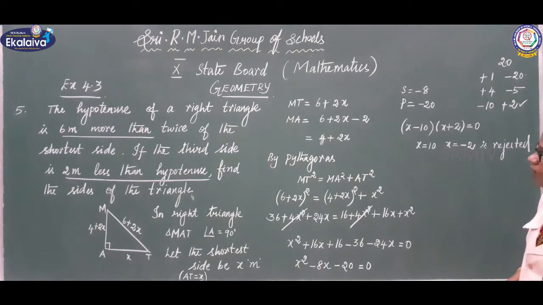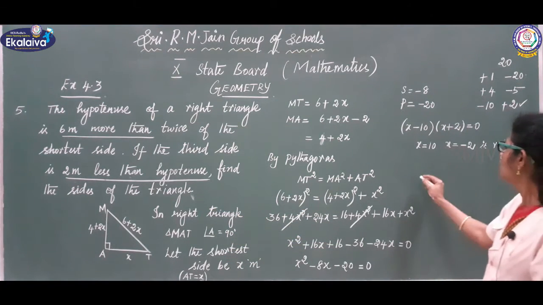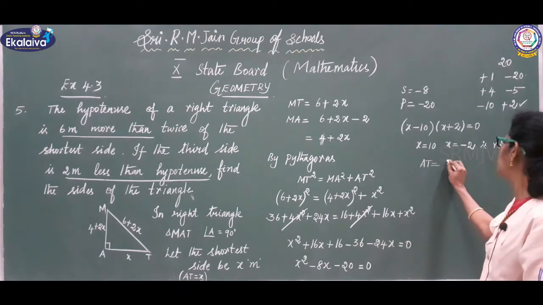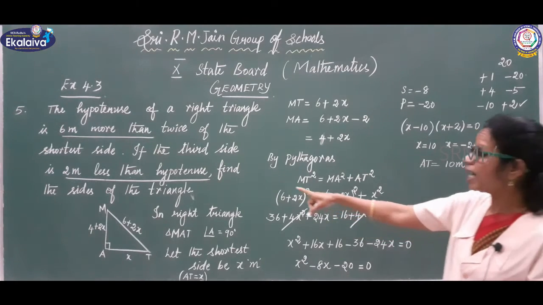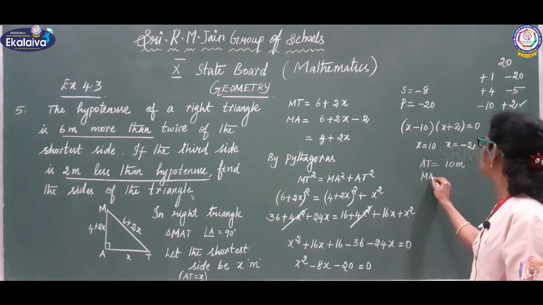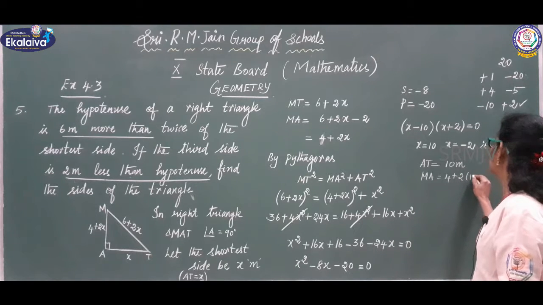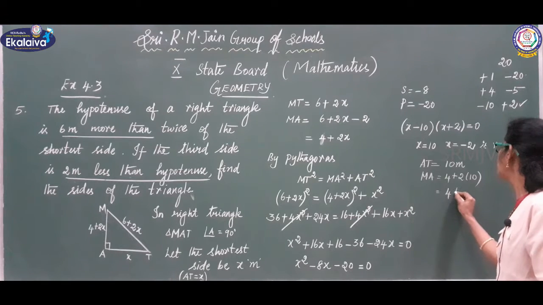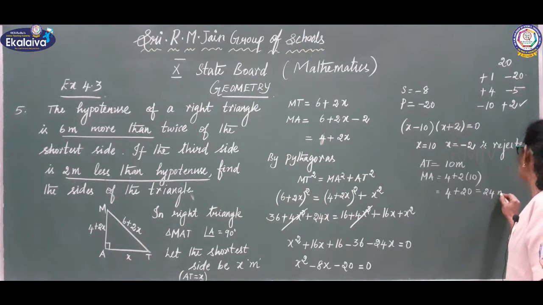Now, we are going to get the value of hypotenuse, shortest side and the third side, right. AT equal to x you assume. So, AT equal to 10 meter, the side AT equal to how much? 10, because they ask find the sides of the triangle. Now, MA equal to 4 plus 2 into 10, what it is? 4 plus 20, which is equal to 24 meter.